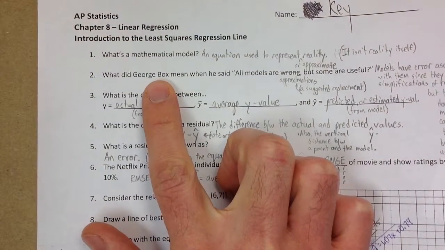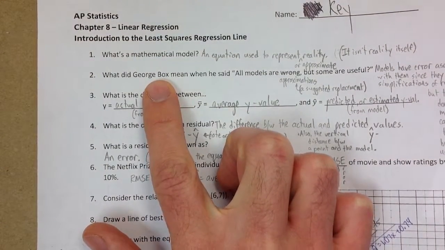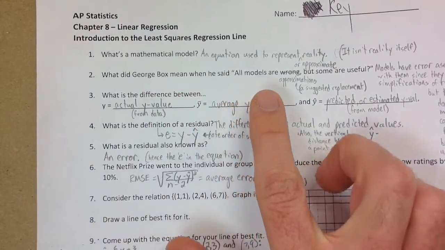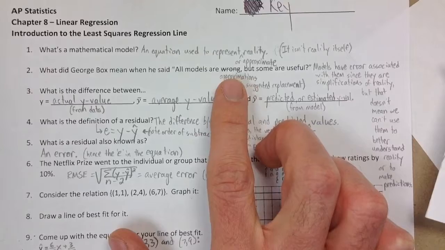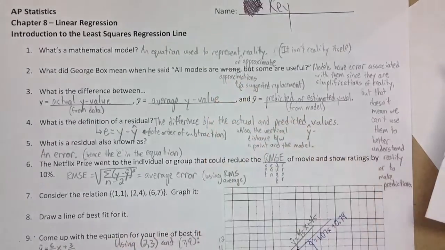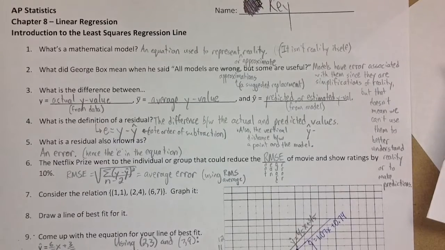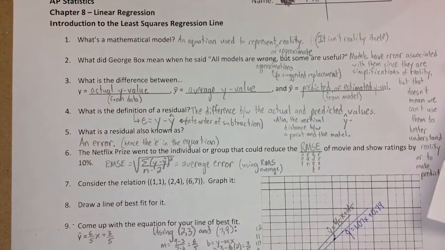George Box, a statistician, had this famous quote that's often used in statistics textbooks when they discuss things like this, and the quote is, "All models are wrong, but some are useful." And what I believe he meant by that is that all models are approximations. They're not reality themselves. But that doesn't mean we can't use them. There are many models out there that have small amounts of error and are thus useful for making predictions. Okay, any questions on number 2?